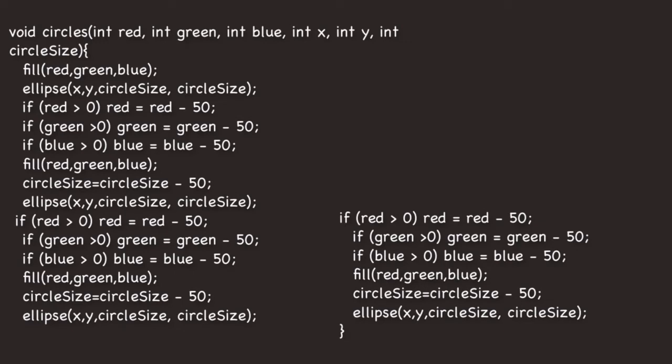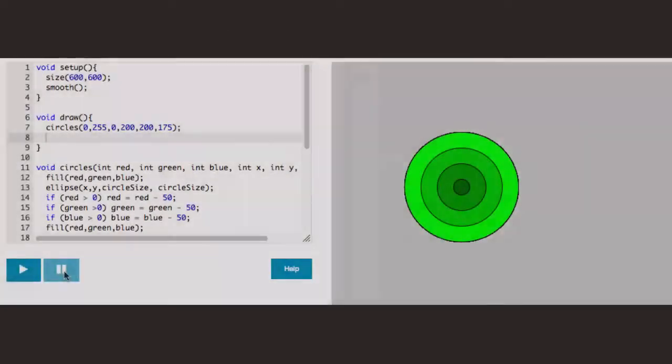Notice that we have to do a bit of processing to determine which values, red, green, or blue, to decrease. We'll do this simply based on whether the value of the argument is greater than 0. If it is, we'll decrease it. Let's draw some concentric circles with various shades of blue, and this time a larger size. Instead of writing another function for them, we'll just call the function circles like this.